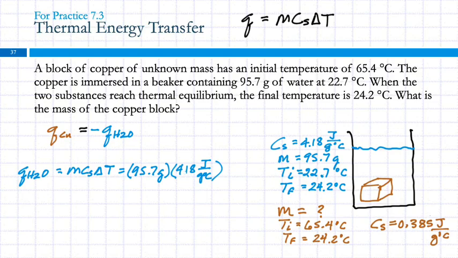Got a little messy. And the change in temperature. Well, delta T is the final temperature minus the initial temperature. The final temperature is 24.2. The initial is 22.7. Don't want to try that in my head on a Monday. 1.5. So this is 1.5 degrees Celsius.